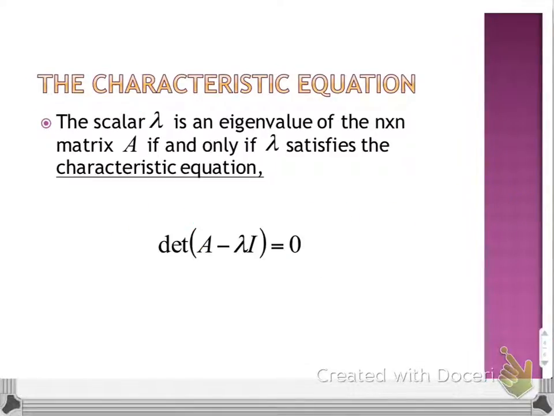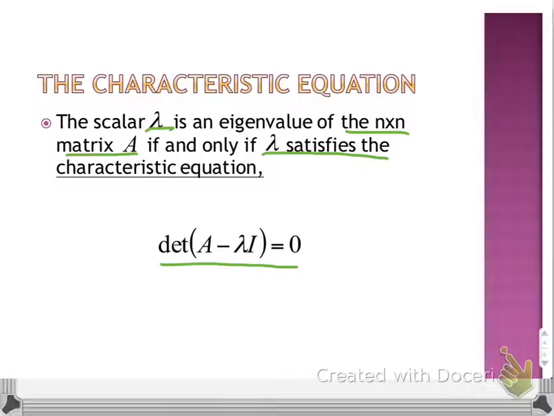Okay, so the characteristic equation, what that is, is this. The scalar lambda is an eigenvalue of the n by n matrix A if and only if lambda satisfies the characteristic equation, which says that the determinant of A minus lambda I equals 0.